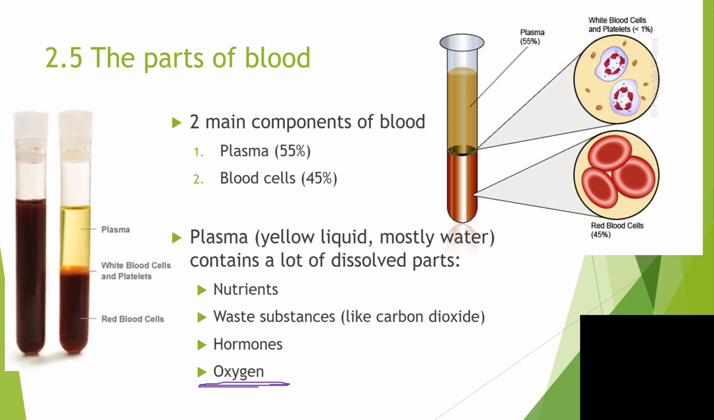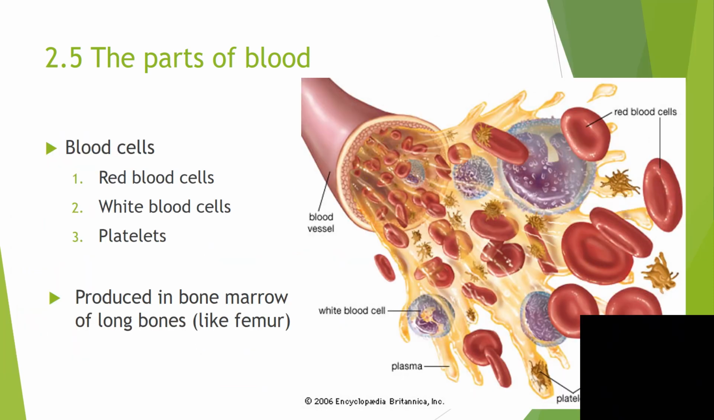So remember the previous slide talked about how blood is transporting things. Well, it was transporting nutrients, it was transporting waste, hormones, oxygen, it's all in that plasma. But remember, the amount of oxygen in plasma is very small. So we go to the cells, and there's 3 types: red blood cells and white blood cells and platelets.